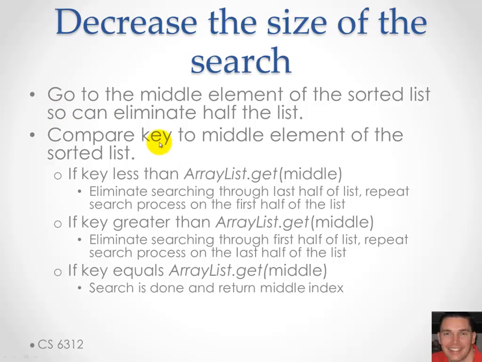Then we compare our key to that middle element in our sorted list. If the key is less than that middle element, then we know that the element we're looking for is in the first half of the list, so we're going to eliminate the second half of the list. If the key is greater than the middle element, then we can eliminate the first half of the list and just search in the second half. And if the key happens to actually equal that middle element, then our search is over and we can just return that middle element.